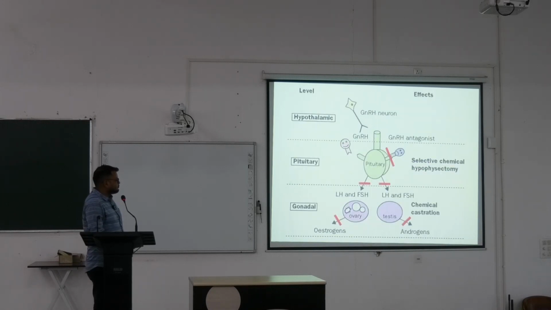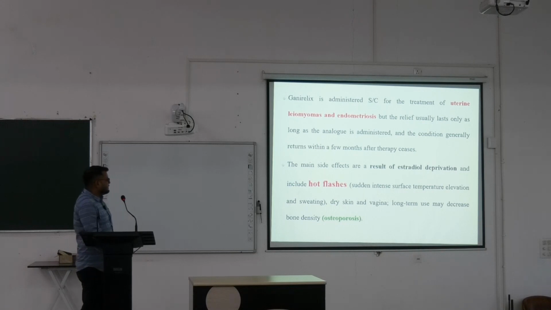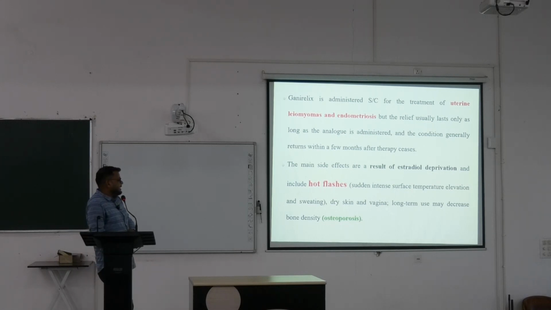So ganirelix is used for what? It is used for treatment of uterine leiomyomas and endometriosis and given subcutaneously. The main side effects are a result of estradiol deprivation and include hot flashes, that is sudden intense surface temperature elevation and sweating, dry skin and dry vagina. Long term use may decrease bone density, that is osteoporosis. Addition of estrogen and progesterone can reduce the adverse effects.